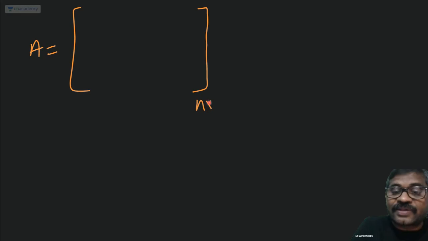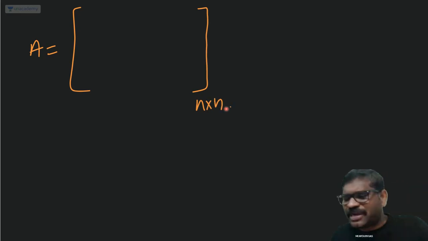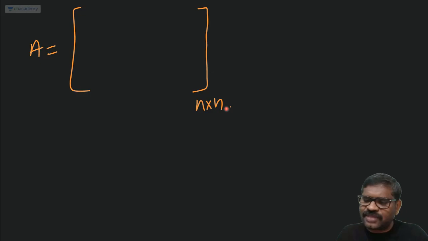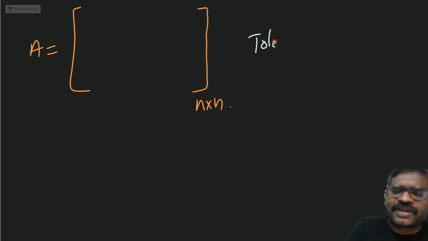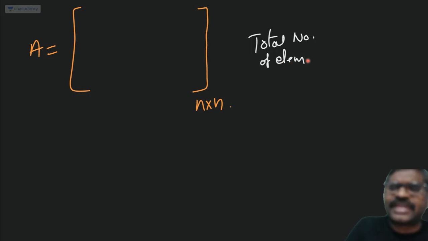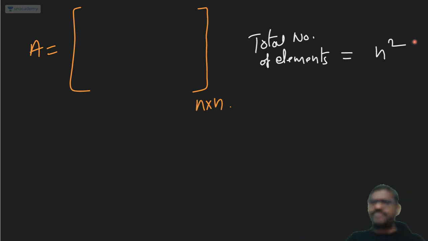N cross n matrix. Sir, n cross n matrix means how many elements do we have? In a 2 cross 2 matrix, how many entries do we have? 4 entries. If it is an n cross n matrix, how many entries do we have? N square entries. So the total number of elements is n square.